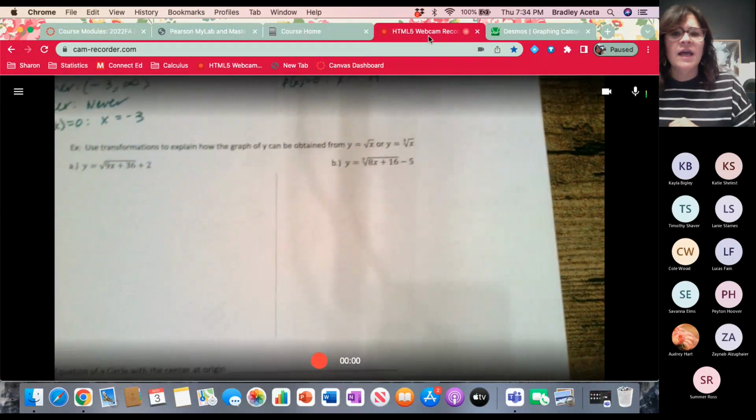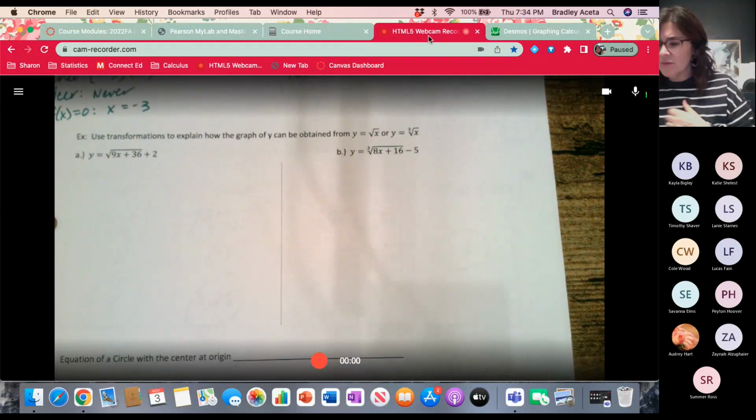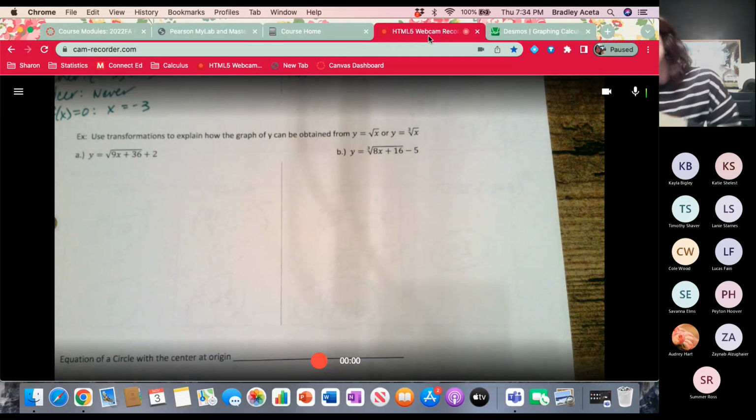All right, last few things here. We're almost done. Easy breezy. I told you this one was way nicer than that one. Use transformations to explain how the graph of y can be obtained from y equals the square root of x or the cube root of x, depending on which ones they give you, okay? So this isn't actually too hard.